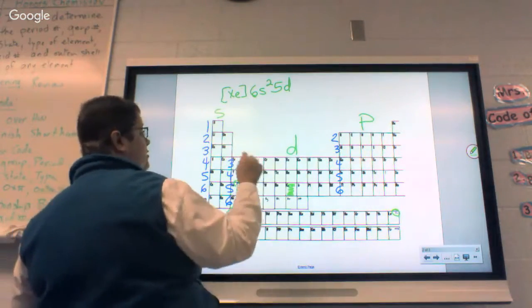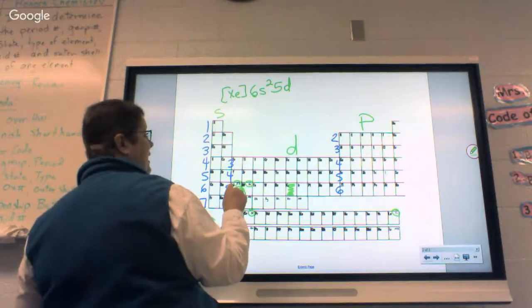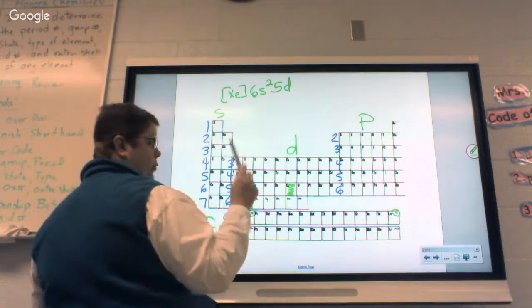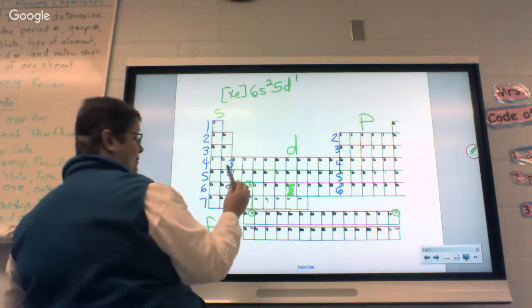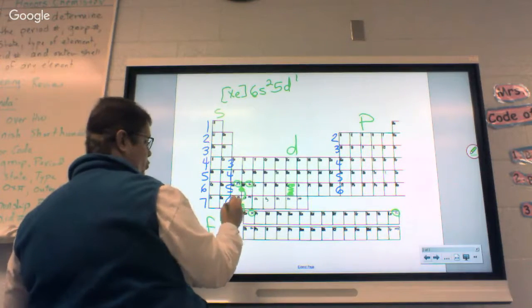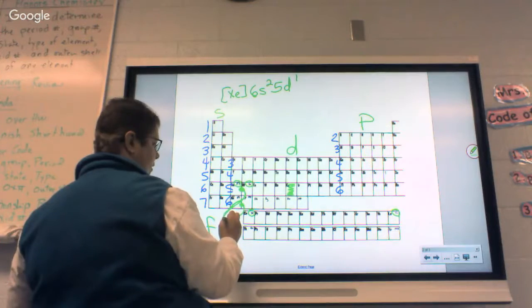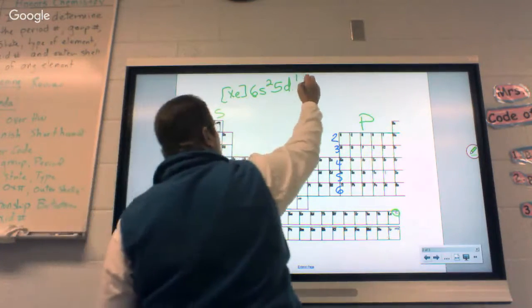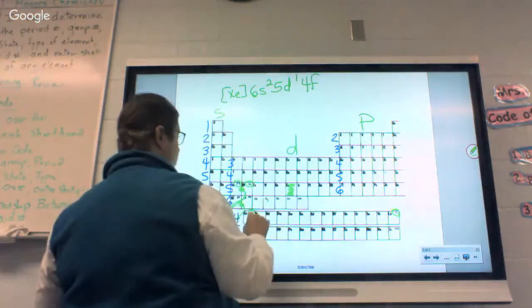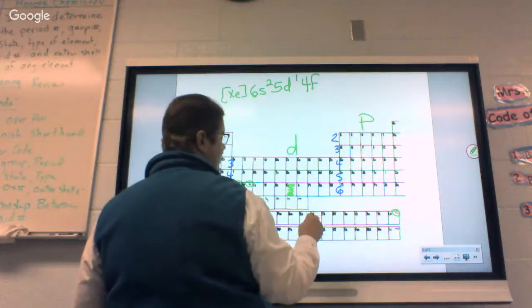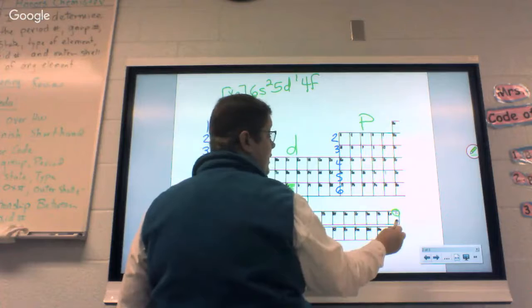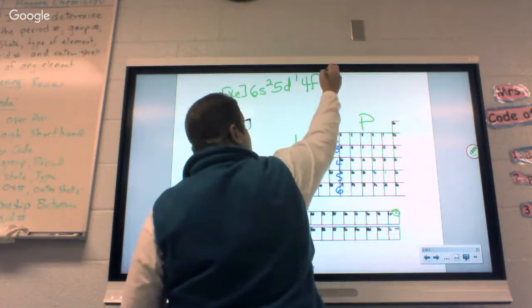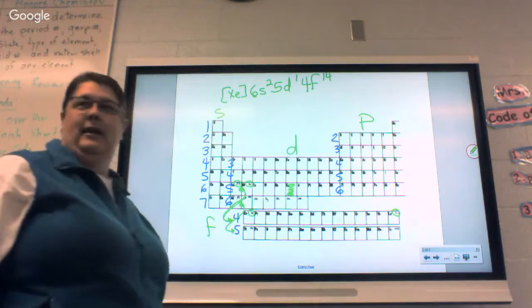There go my blocks there. So, 5D how many? 5D1. And then we go where? Right down here. 4F. 1, 2, 3, 4, 5, 6, 7, 8, 9, 10, 11, 12, 13, 14. Because remember, F has 14.